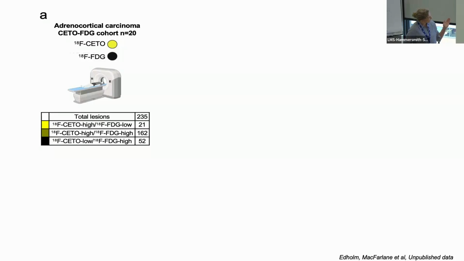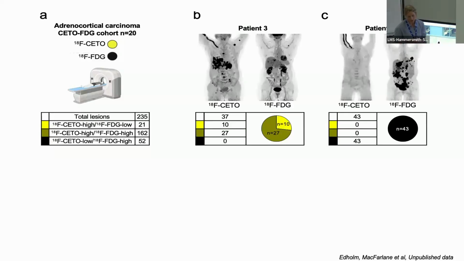So in yellow are lesions that had high CTO uptake but low FDG. Green is where the lesions were high in both CTO and FDG, and black is where the lesion was high on FDG but not on CTO. And I'm just going to show you some cases because there was huge variation.